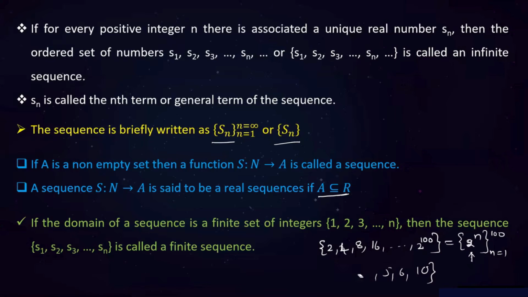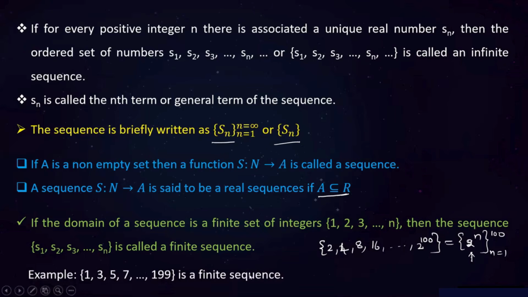Okay, so that's the basic idea behind a finite sequence, but there is not so much to discuss about finite sequences, while there is so much to discuss about infinite sequences. So we'll concentrate more on infinite sequences only. An infinite sequence is a sequence which has infinitely many values in it. So this is also one example of a finite sequence here. You see 1, 3, 5, 7 up to 199.